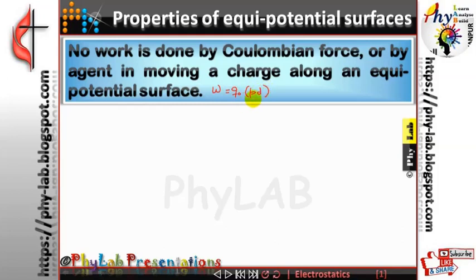Now if you are moving along the equipotential surface, the potential difference will be zero. Both the points would be at the same potential, and only then can they become an equipotential surface. So in that situation the potential difference is zero, and if the potential difference is zero, then the work done will also be zero. Is that clear? So no work is done either by the Coulombian force or by some agent when we are moving a charge along the equipotential surface.